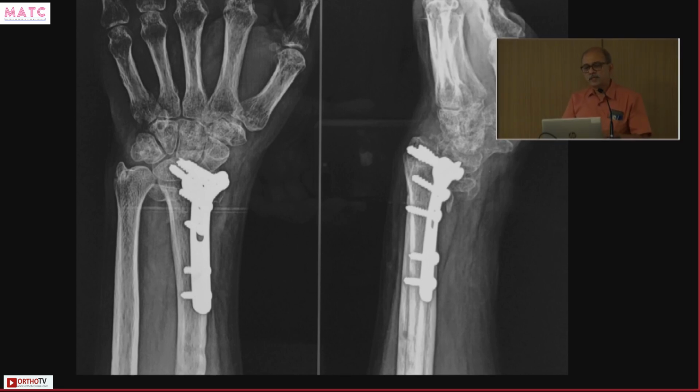So I opened it and tried to realign it. It was impossible. Many times these lunate die punch injuries, if they come late, it is very difficult to realign the lunate back. You may release the capsule, you may do everything. Many times the lunate comes out. The whole wrist starts projecting anteriorly.